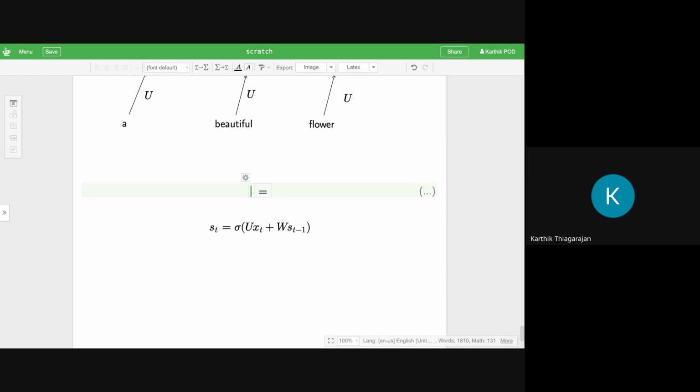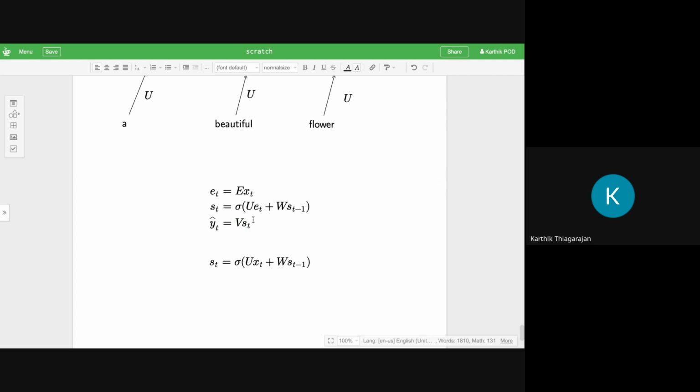So assume that xt is your one hot vector. What you will do is first extract the embedding corresponding to xt using what is called an embedding matrix, and this will be something called et. This is your embedding vector. The rest of the equation remains the same, but instead of xt you will use et, plus W st minus 1. And your yt at time step t will be V st. Usually, e is called the embedding matrix. Can someone tell me what the dimension of e will be if your vocabulary is of size v and your embedding dimension is d? What will be the dimension of this matrix e?